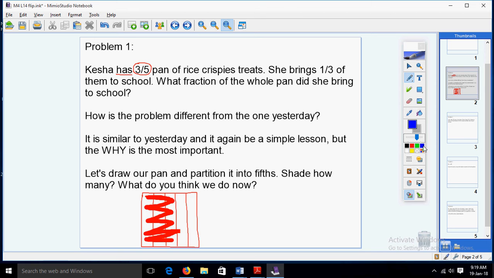Now, she didn't bring all of that to school, unfortunately. Maybe she shared with a friend or whatever. But she only brings 1/3 of those to school. So our unit's in thirds, so we're going to show 3 going the other way, and I'm going to shade in one of those. 1/3.